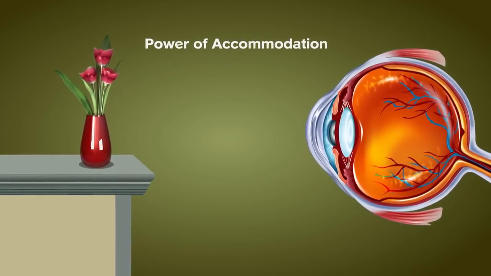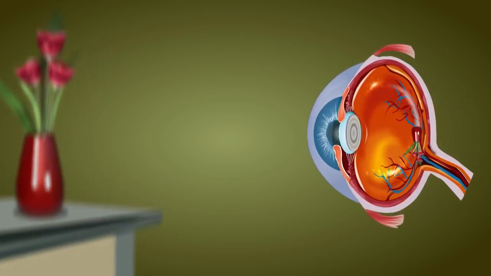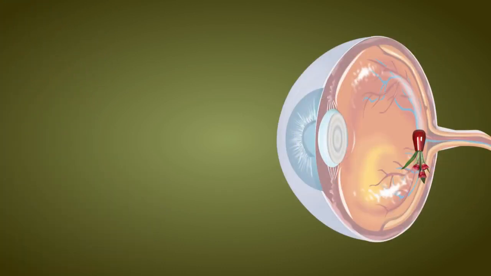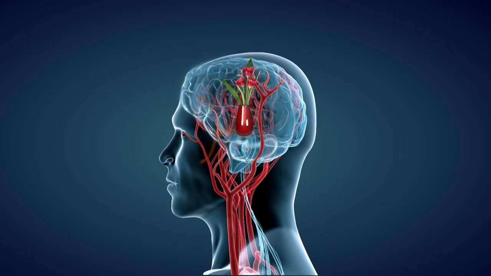The image formed by the lens is a real inverted image of the object that then strikes the retina. The light-sensitive cells in the retina convert the light into electric signals that are relayed to the brain. The brain converts these electrical signals into the images that we see.